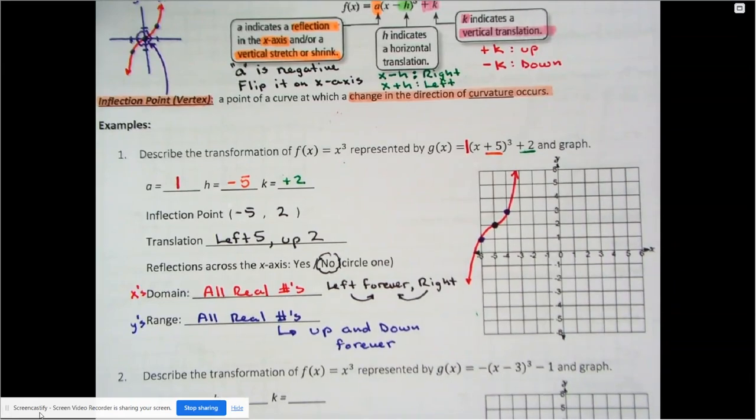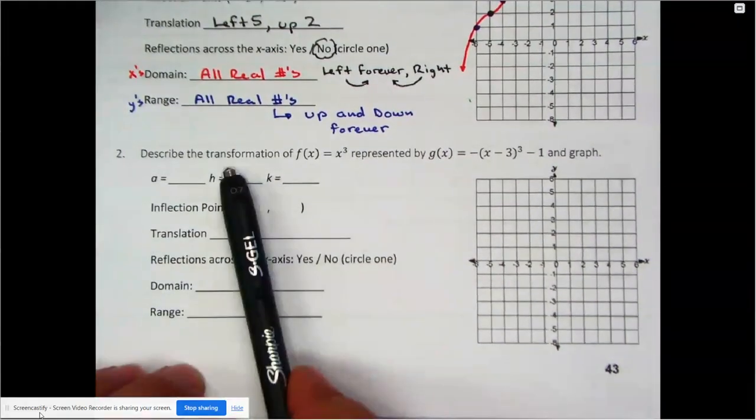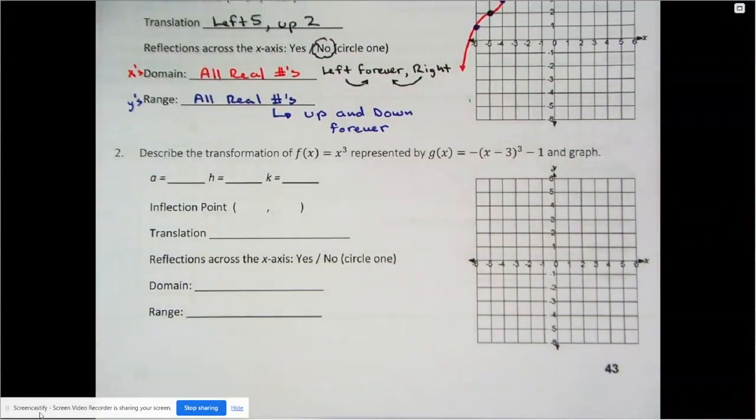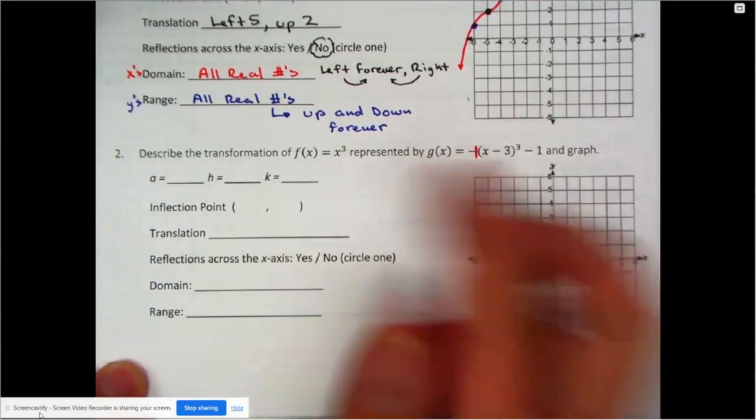All right, here we go again. Let's try another one. All right, so I'm looking at this one. They said describe the transformation. It is a cubic. Okay, this one's a cubic, but look at your a value. Your a value is a negative 1.